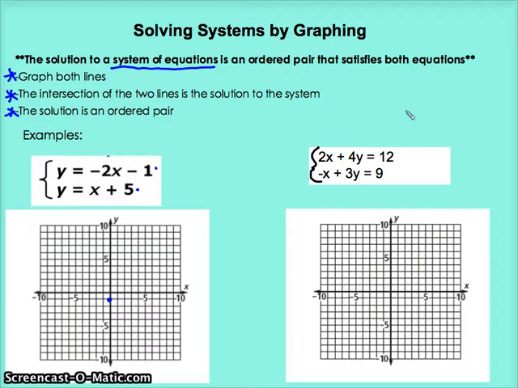So, let's get started. First things first, we need to graph both lines in the first example. For the first line, I'll start down at -1, and then I'll move my slope down 2 to the right 1. Down 2 to the right 1, once again for safe measure. Then I'll go ahead and connect that with a nice solid line.